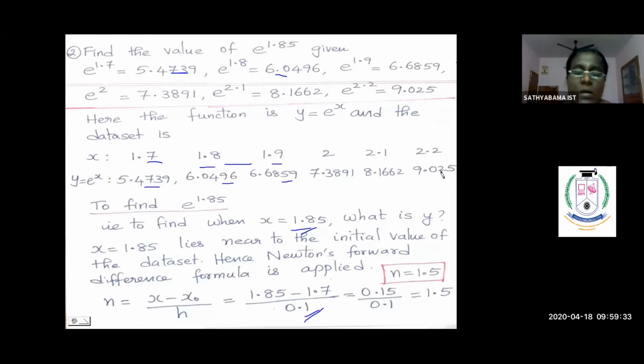Okay, now what are the values I need for doing this? I need first n. Then I have to construct a finite forward difference table. So first we'll calculate the n value. The formula you know, x minus x naught by h. I'm going to replace x naught. x is 1.85, x naught is 1.7 and h is here 0.1. And therefore, simplifying this, I can see the n value as 1.5.